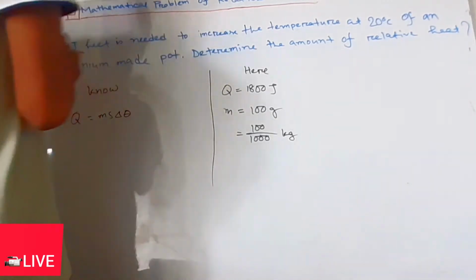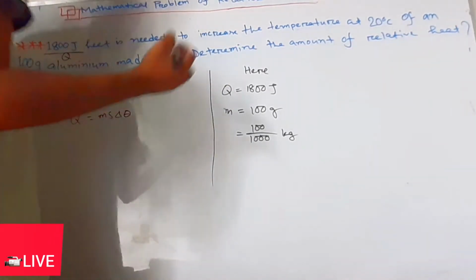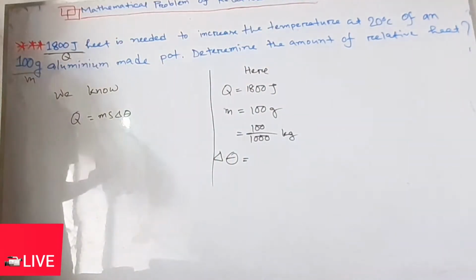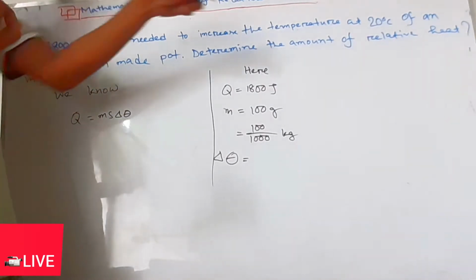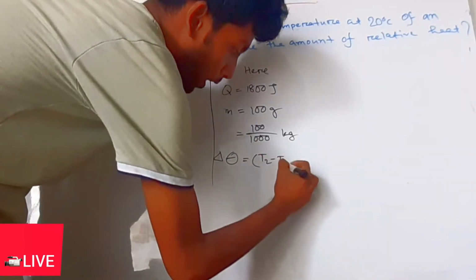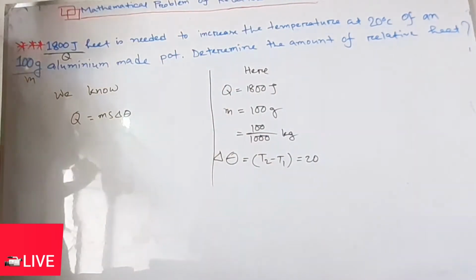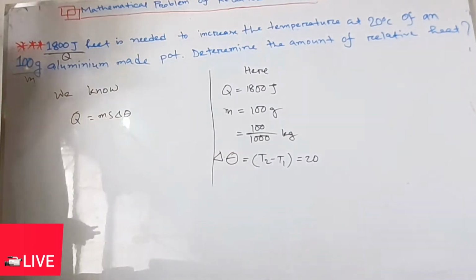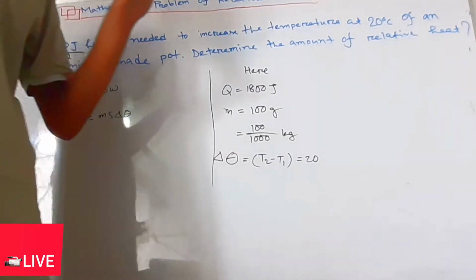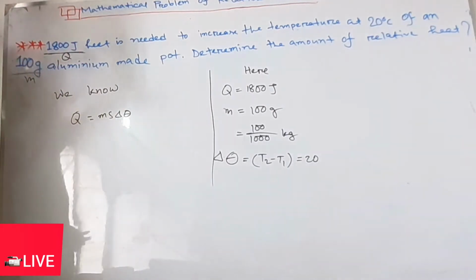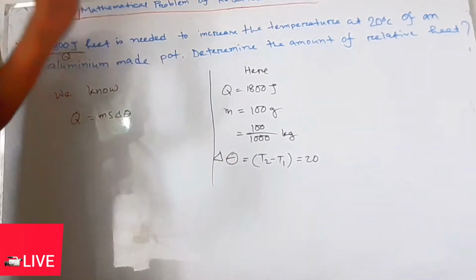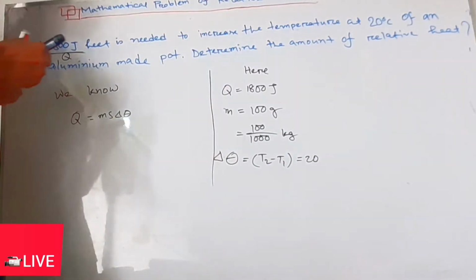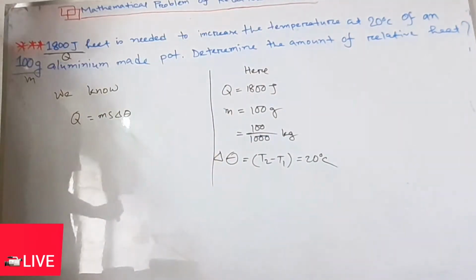Now we'll write del theta, the difference of temperature. Del theta equal to 20 degrees Celsius. T2 minus T1 equal to 20 degrees Celsius. Notice that very carefully. Here, the two specific temperatures are not given. That's why we can write it as the difference of 20 degrees Celsius. The difference of temperature is 20 degrees Celsius.